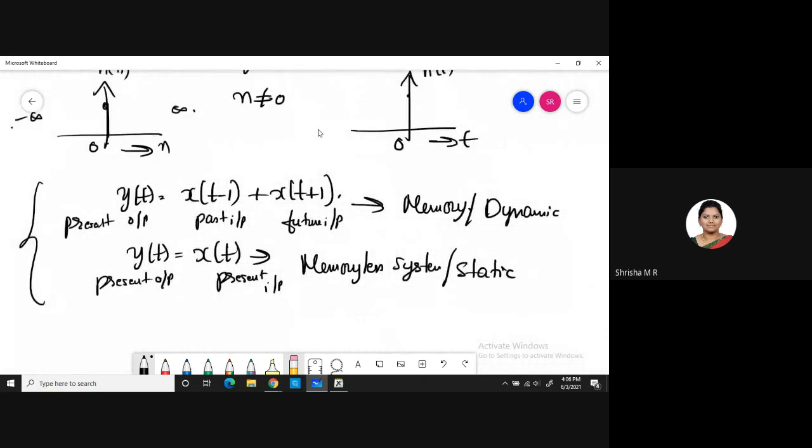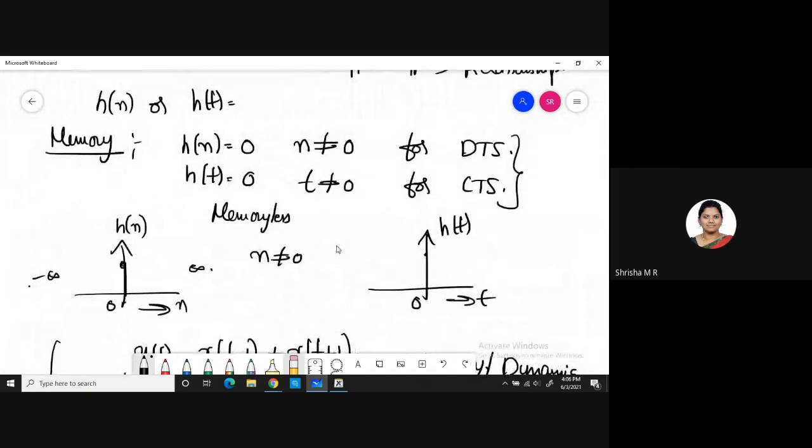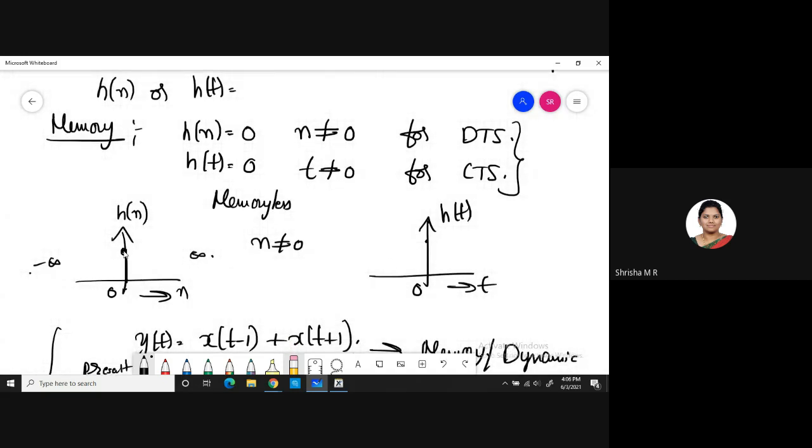So for impulse response, depending on the impulse response, if h of n has a value only at n is equal to 0, then it is a memoryless system. If h of t has a value only at t is equal to 0, it's a memoryless system. If it has any amplitude other than 0 at any other places, then it's memory based. Is it clear? If you have amplitude only at n is equal to 0, then it's memoryless.